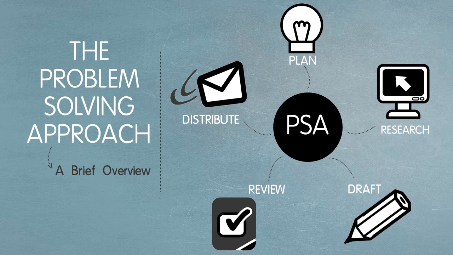In this presentation, I will discuss the problem-solving approach and its role in my professional website project. The problem-solving approach, or PSA, was designed to reinforce effective communication throughout the workplace problem-solving process. By organizing project development tasks into the following 5 steps: plan, research, draft, review, and distribute, the PSA produces comprehensive solutions to workplace problems.